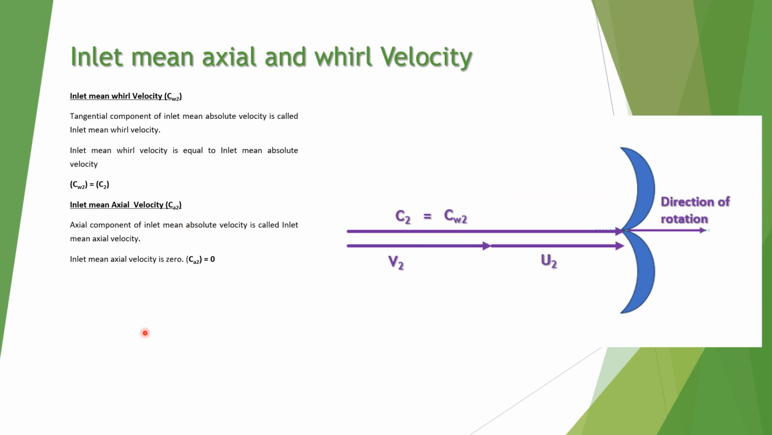Now the inlet mean whirl velocity cw2. The tangential component of the inlet mean absolute velocity is called the inlet mean whirl velocity, and the inlet mean whirl velocity is equal to the inlet mean absolute velocity. So you can see cw2 is equal to c2. Inlet mean axial velocity ca2: the axial component of the inlet mean absolute velocity is called the inlet mean axial velocity, but there is no axial component. So the inlet mean axial velocity is 0, so ca2 is 0.